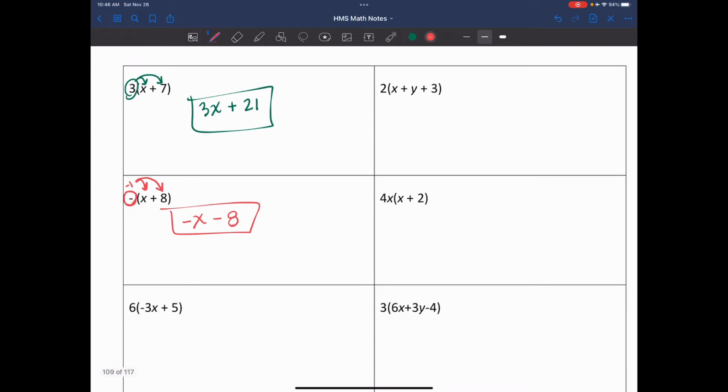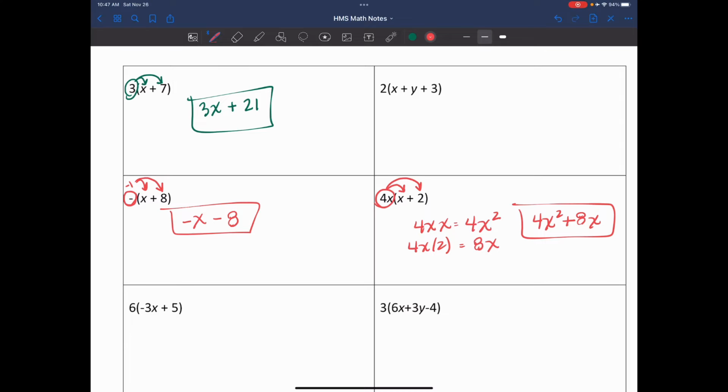Let's try a little bit harder one. 4x times x and 4x times 2. Well, 4x times x comes out to 4xx, and we know that repeated multiplication is an exponent, so that would be 4x squared. And then 4x times 2, well, I don't know what x times 2 is, but I do know what 4 times 2 is. So I'm just going to write 8x. Therefore, my final expression should be 4x squared plus 8x.